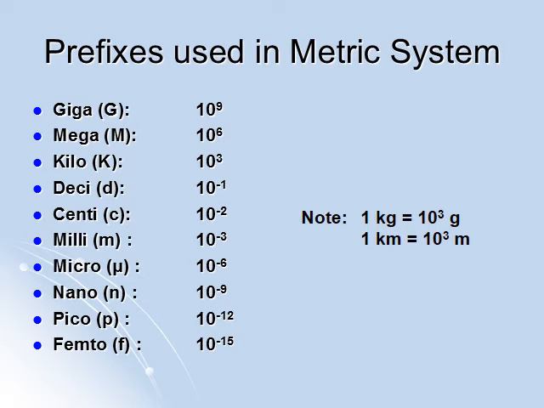Now, prefixes used in the metric system: you need to know what giga stands for. Mega is 10 to the power 6, kilo 10 to the power 3, and then you have deci 10 to the negative 1, centi 10 to the negative 2, milli 10 to the negative 3, micro 10 to the negative 6, nano is 10 to the negative 9, pico is 10 to the negative 12, and femto is 10 to the negative 15. So make sure you know these prefixes.